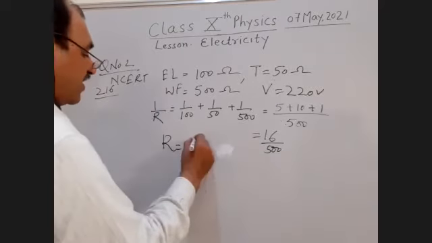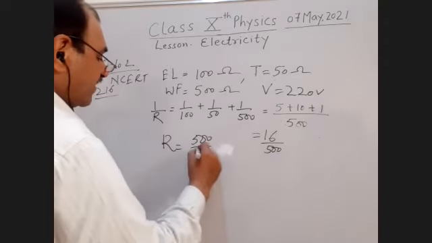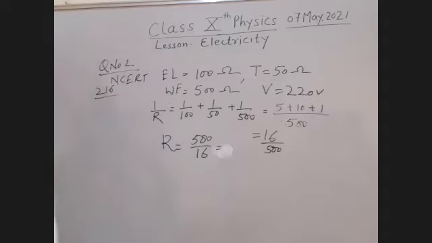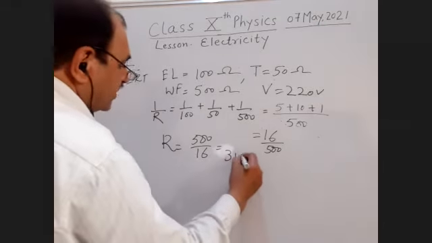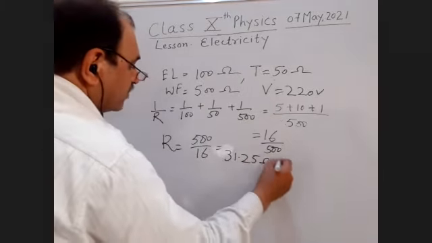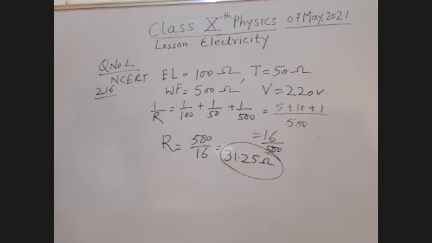And the value of R will be 500 divided by 16. When you solve this, it will be 31.25 ohm. This is your net resistance. That is, 31.25 ohm will be your resistance. Is it clear, students?